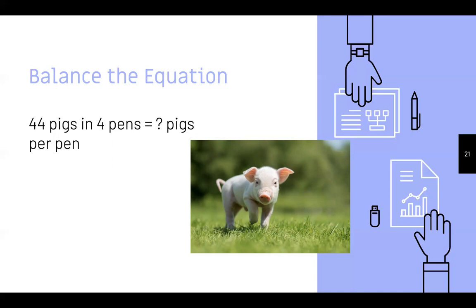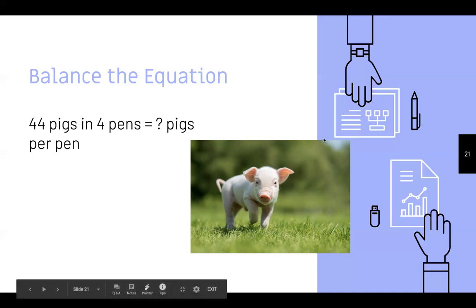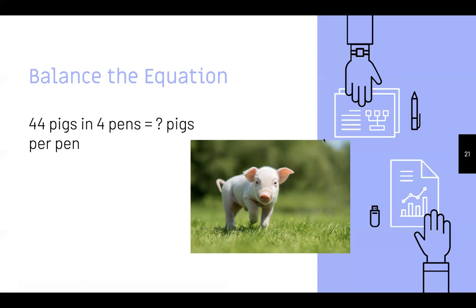What you do here is, we want to get the ratio 44 to 4 to be the same as blank to 1, because that 1 is per pen. That phrase is basically saying 44 pigs in 4 pens equals blank pigs in 1 pen. To get 4 to 1, we're dividing 4 by itself, so we're dividing 4 by 4. That means we have to divide the other number by 4. So it's 44 divided by 4, which is 11. So 11 pigs per pen.